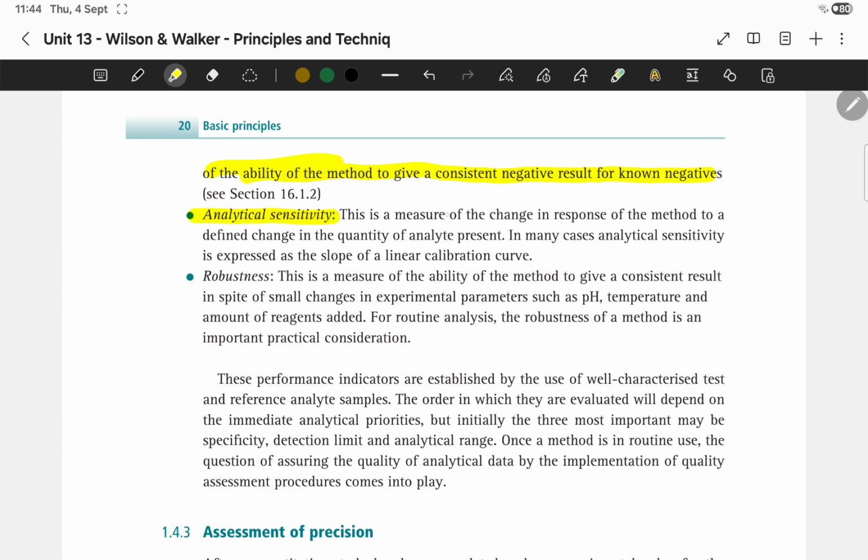Analytical sensitivity. This is a measure of the change in response of the method to a defined change in the quantity of the analyte present. In many cases, analytical sensitivity is expressed as the slope of a linear calibration curve. Robustness. This is a measure of the ability of a method to give consistent results in spite of small changes in experimental parameters such as pH, temperature, and amount of reagents added. For routine analysis, the robustness of a method is a practical consideration.